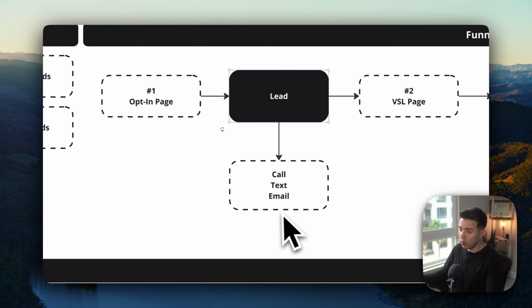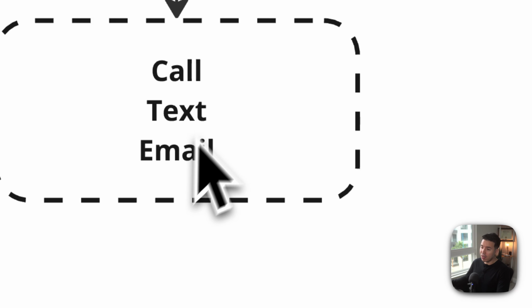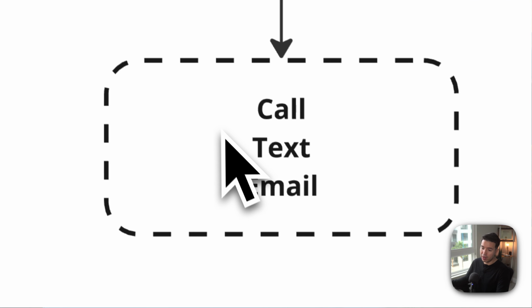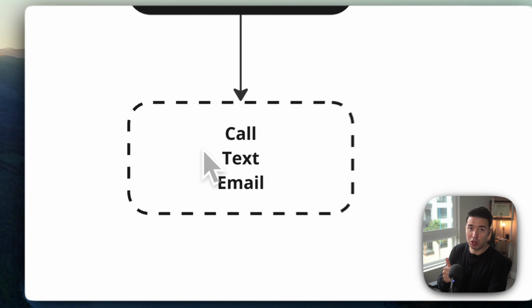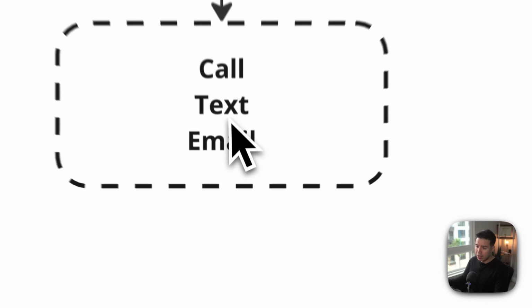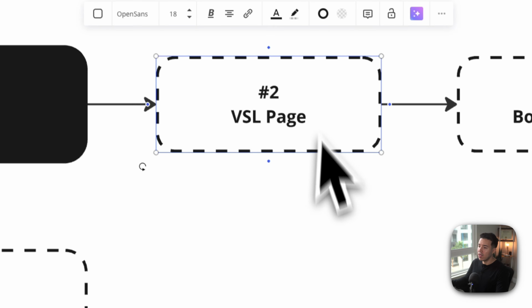And at this point, the most crucial step is calling the lead, even if they're watching the video on the VSL page, within 5 minutes. This is the most crucial part: the speed to lead is super, super important. Call them. They should get an automated text, email, and at this point, they're a new lead. After that, they go to the VSL page.